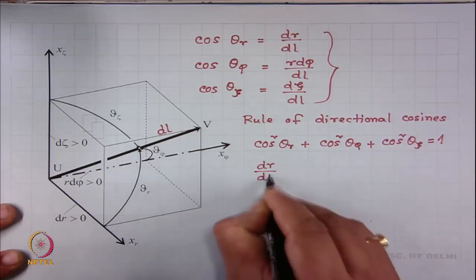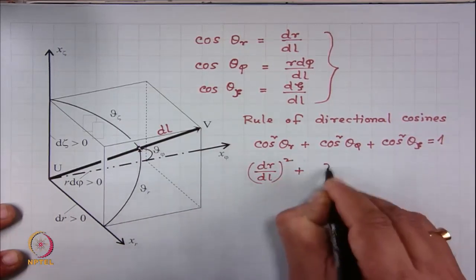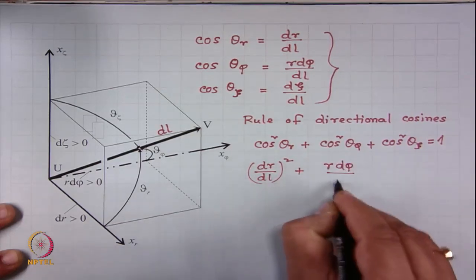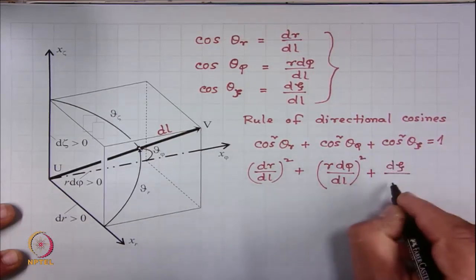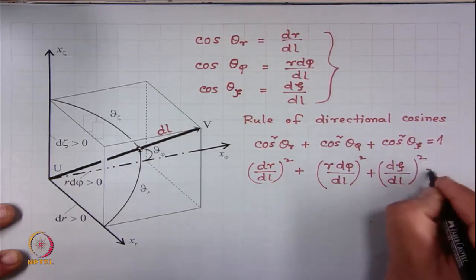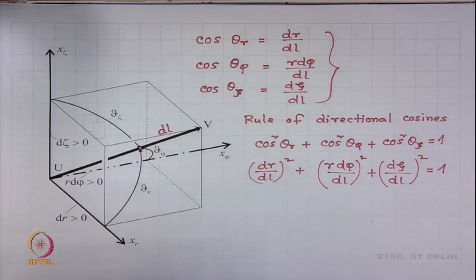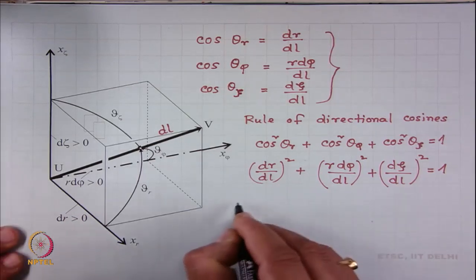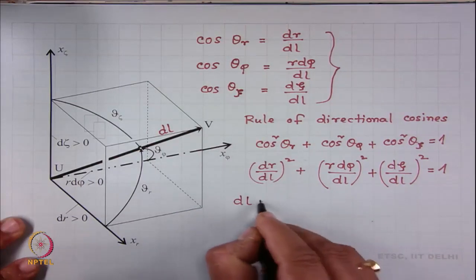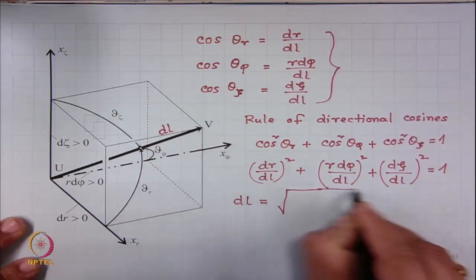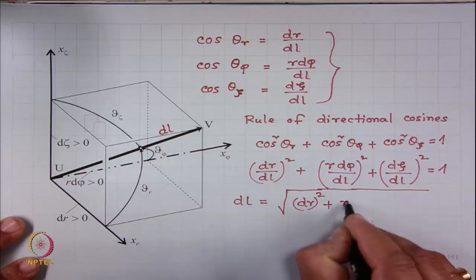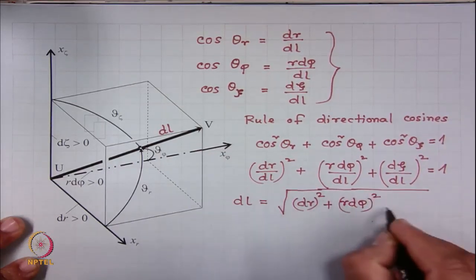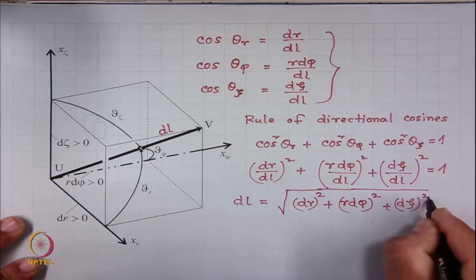(dr by dl) square plus (r d phi by dl) square plus (d zeta by dl) square is equal to 1. So, what is the length of this fiber element dl? dl is the square root of dr square plus (r d phi) square plus d zeta square.